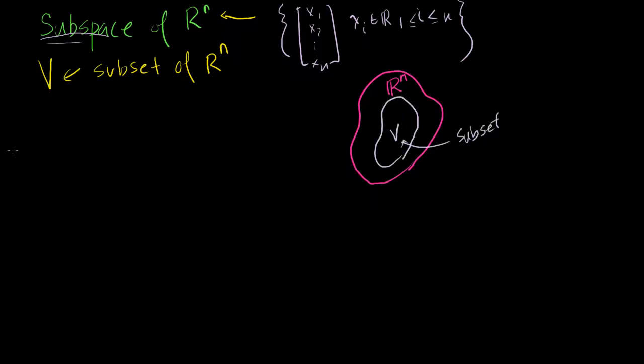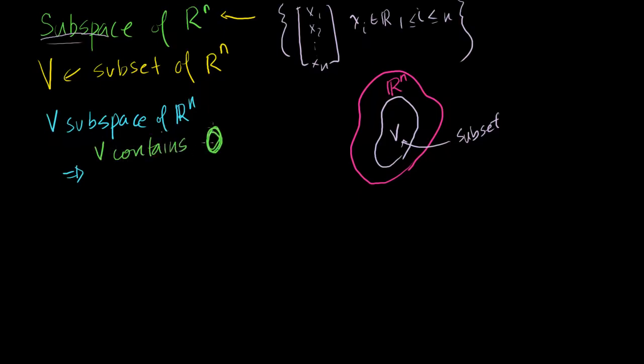Now, in order for V to be a subspace, and this is a definition, if V is a subspace or linear subspace of Rn, this means three things. First, V contains the 0 vector, which is equal to 0 all the way, with n zeros. So V contains the 0 vector.